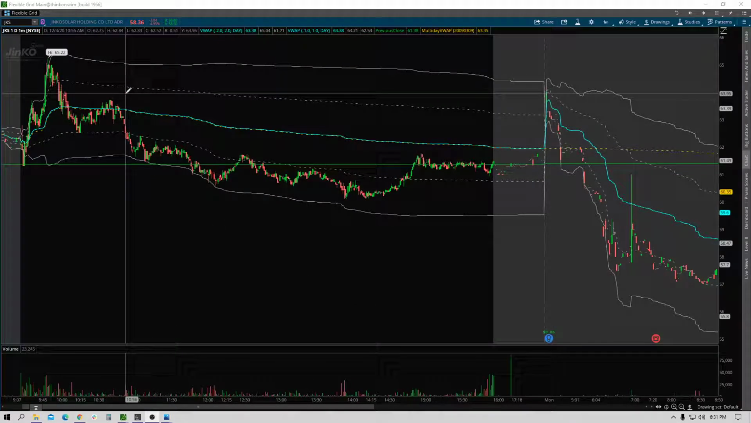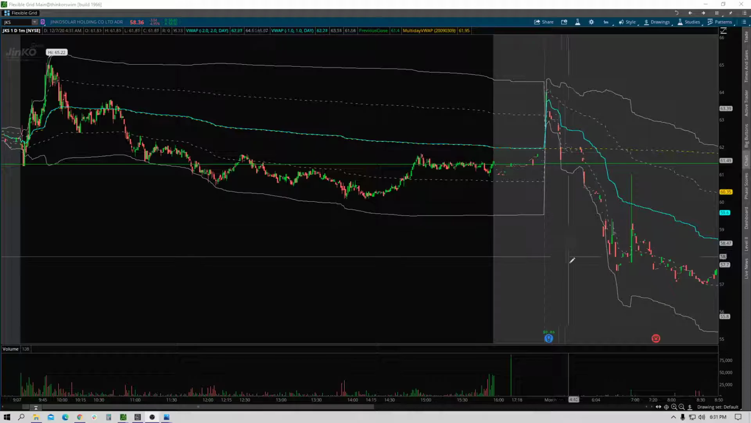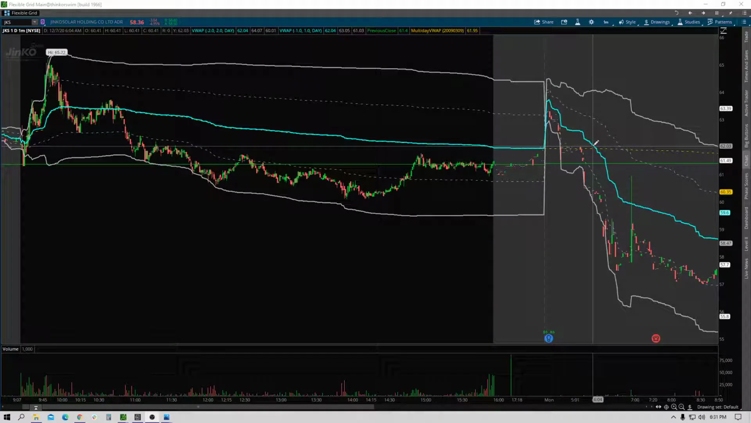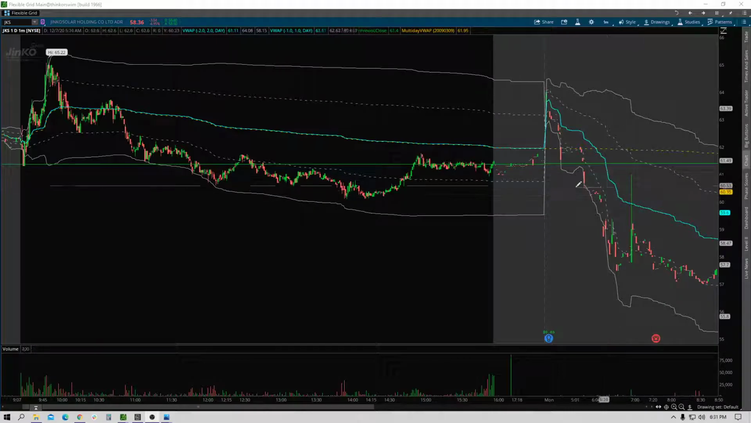Today I'm going to be going over my JKS trade. JKS reported earnings this morning. I'm going to show you how I used the VWAP to trade the reversal my way. There were actually two reversals on this one: a reversal to the long side and a reversal back down for the short. So let's get right into it.